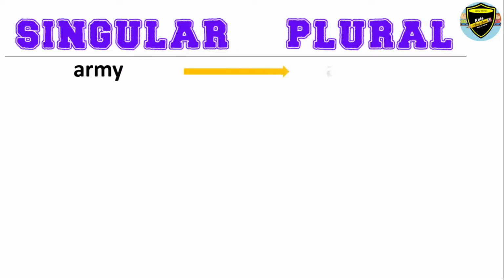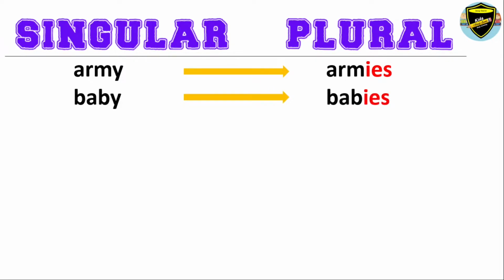Army. It ends with Y. So, we will change the Y alphabet and will get the plural by adding IES in place of Y. So, the plural will be armies. Baby. We'll remove Y and in place of Y we'll add IES and we'll get the plural babies. Body. It will become bodies.